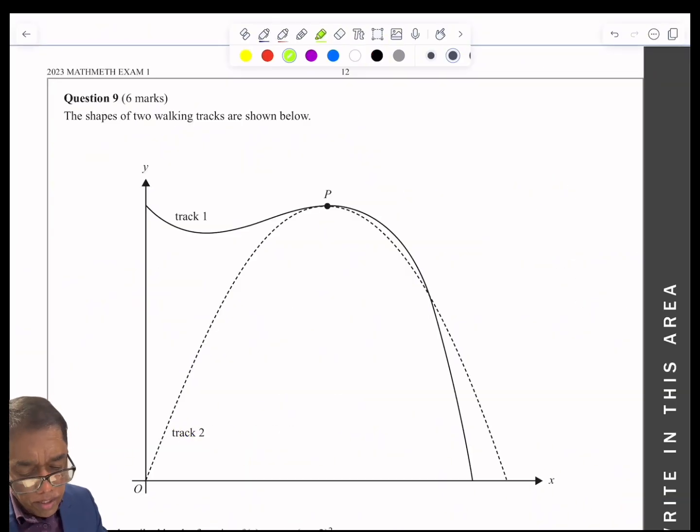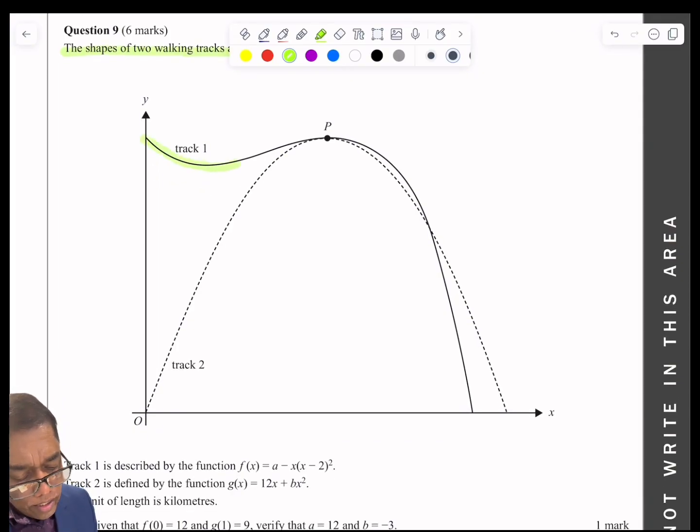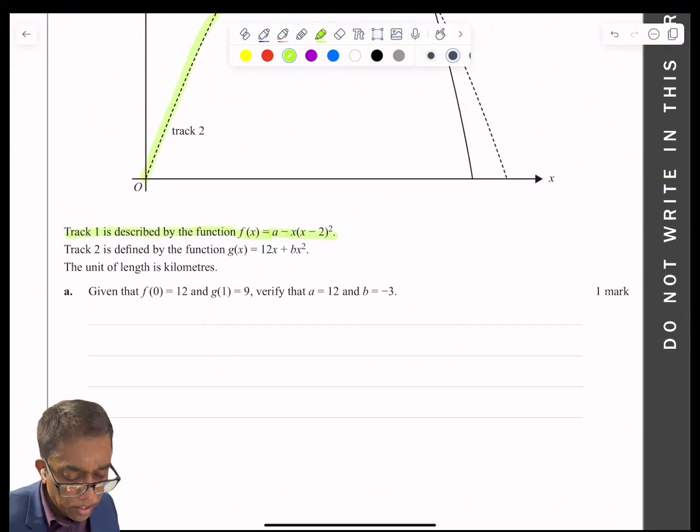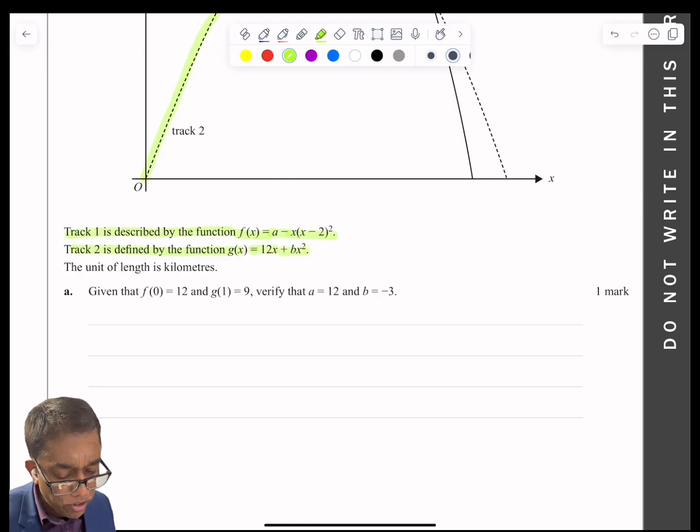Question number 9. The shape of the two walking tracks are shown below. Track 1 is this way and track 2 is this way. Track 1 is described by the function f(x) = (a minus x)(x minus 2) squared. Track 2 is defined by g(x) = 12x plus bx squared. The units of length are kilometers. Given that f(0) is 12 and g(1) is 9, verify that a is 12 and b is negative 3.